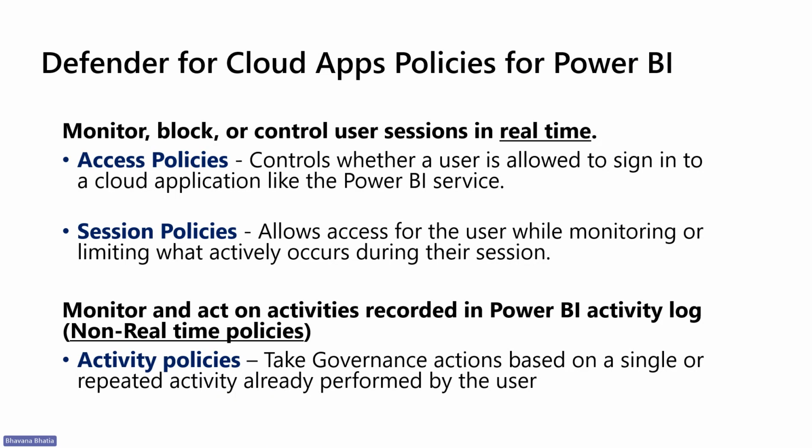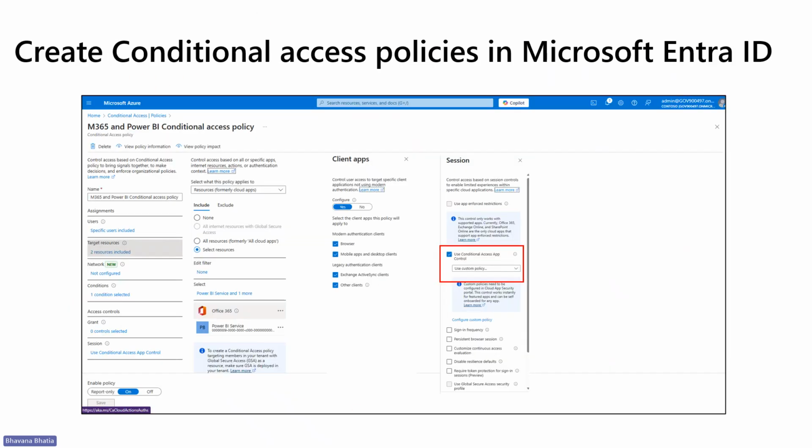In Defender for Cloud Apps, you can create various policies to monitor user activities and also enable governance actions. For example, real-time access policies can control sign-ins into cloud applications like Power BI service. And using session policies, you can monitor users' activities during their session, and then you can restrict certain actions. There are also activity policies available to monitor activities that are recorded in Power BI audit logs, and then you can enforce governance actions based on the user's behavior. Again, your IT and security teams will be creating these policies in Defender for Cloud Apps.